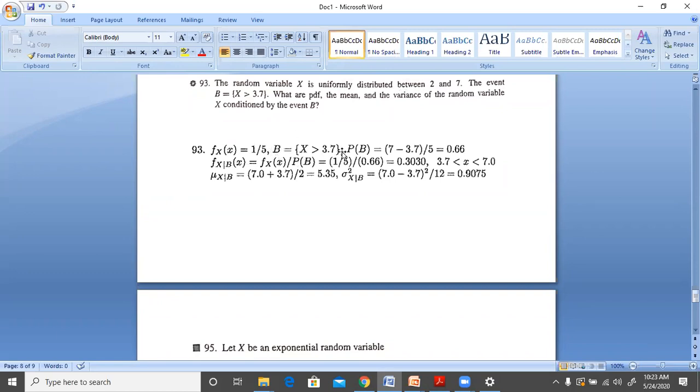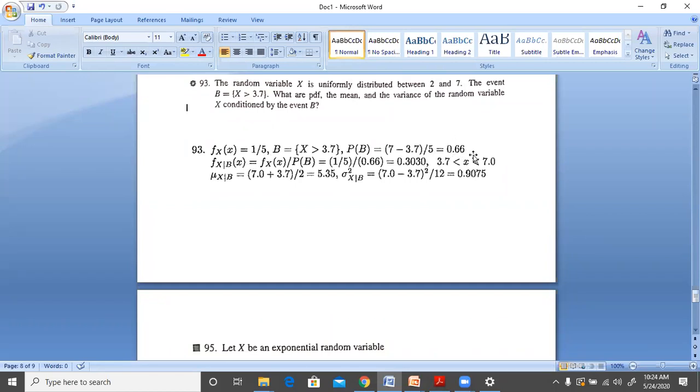Now, B is x greater than 3.7. So P of B, the range of values greater than 3.7, will be 7 minus 3.7 divided by 5. In the initial case in f x, x takes values from 2 to 7, whereas in B, x is greater than 3.7, so from 3.7 till 7. The probability of that will be 7 minus 3.7 times 1 by 5, and that will turn out to be 0.66.